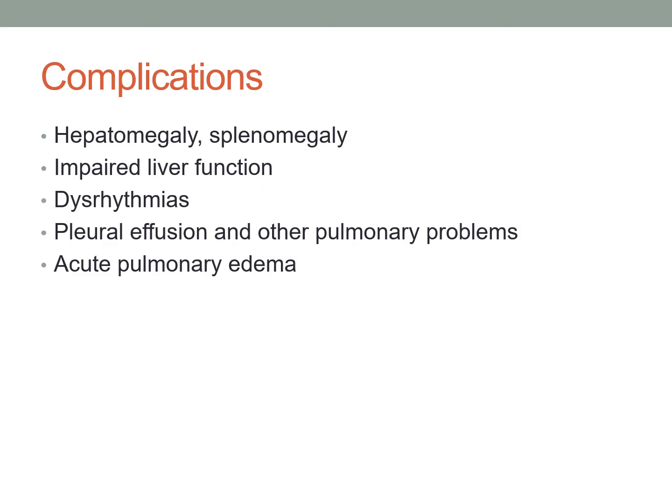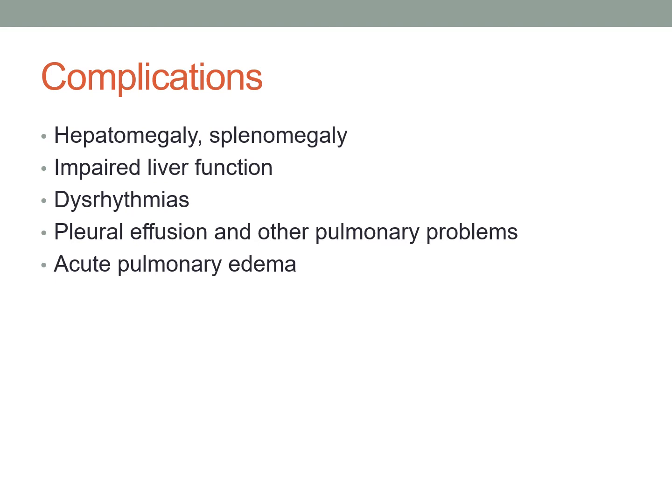So these are some complications from CHF. I am not going to define these for you: hepatomegaly, splenomegaly, impaired liver dysfunction, dysrhythmias, pleural effusion, pulmonary edema. Look these up. What does hepatomegaly mean? Splenomegaly? I'm not going to test you on the definitions, but just know what complications, what's going on with your patient with CHF. They can have an enlarged liver. They can have pleural effusion, pulmonary edema, acute pulmonary edema at that.